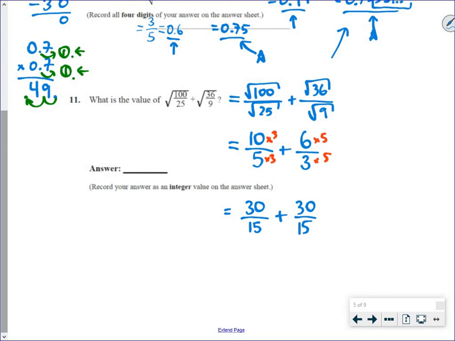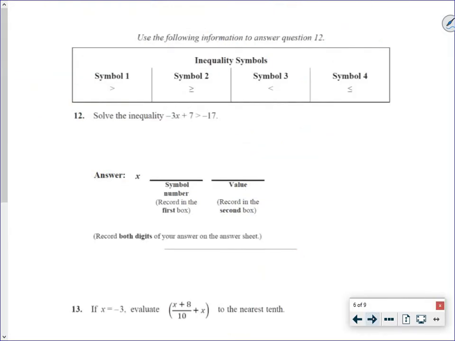Interesting. So I guess, we could have recognized that this equivalent was 2 and this equivalent was 2 as well. So if I continue this, it's 60 over 15, and 15 fits into 60 4 times, or if you had recognized earlier that that was 2 and 2, you get 4. Excellent. Moving on. Solve the inequality here.